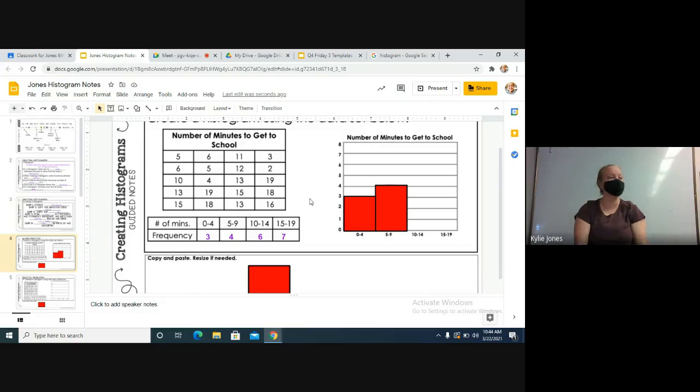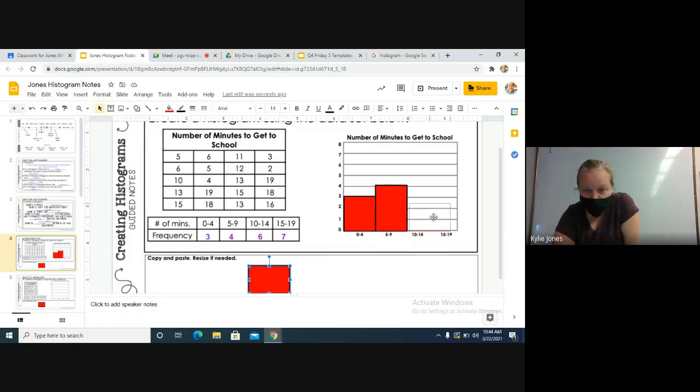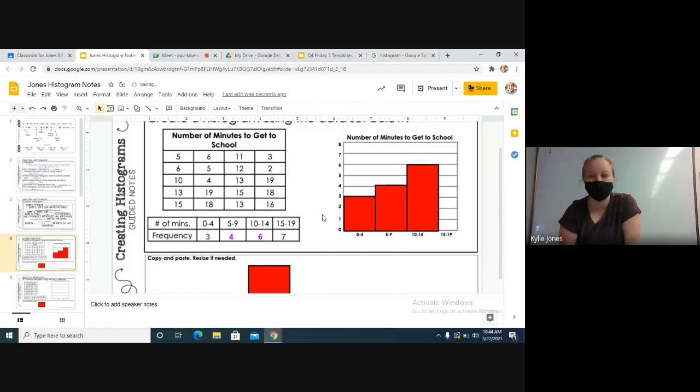Okay, what about 10 through 14? How many? 6. So we need to do that again. Bring this up. Do they have to touch? Yes, they have to touch. And then resize it so that it is skinnier, and it needs to go up to 6 because it takes 6 kids between 10 and 14 minutes to get to school.